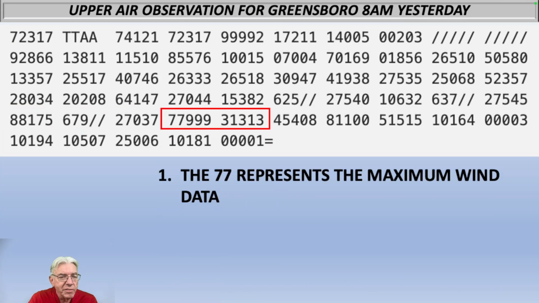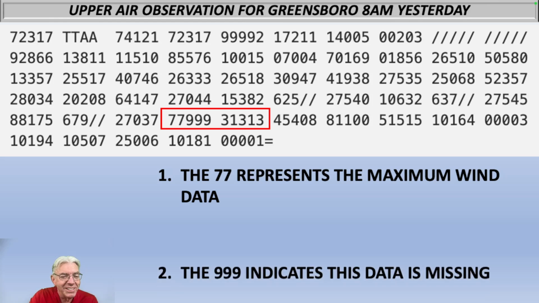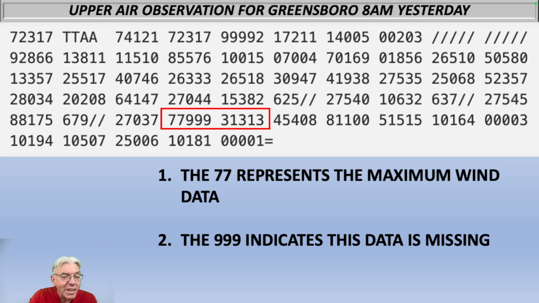The 77 represents the maximum wind data. Unfortunately, in this case, it is missing. That's what the 999 means. So we don't have any maximum wind data for some reason, not sure why.